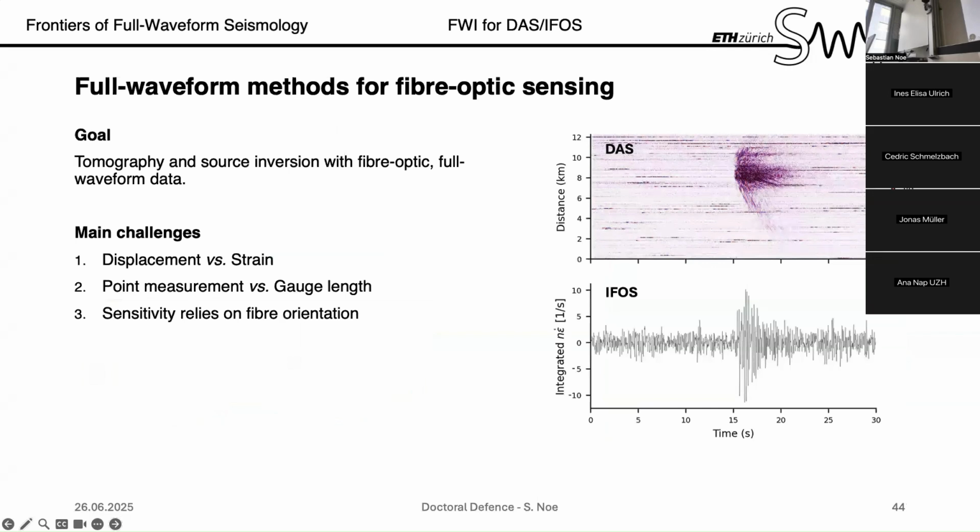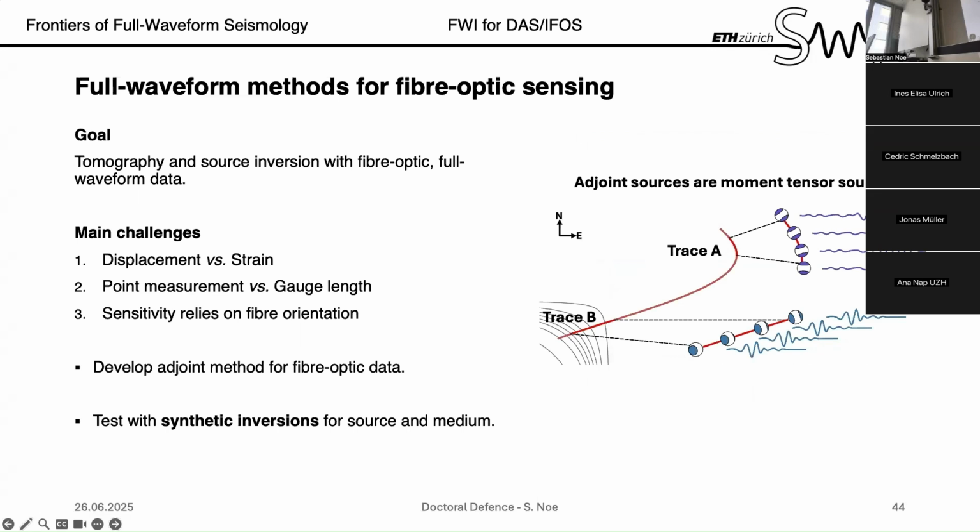And coming from seismometers and then moving to this type of data here, the main challenges are that we don't have displacements, but we have strain, so it's a slightly different physical unit. Then seismometers are usually point measurements, while fiber optic sensing data are averaged over a fiber segment, so you would need to take this into account. And of course, that the sensitivity of the fiber optic measurements heavily relies on the fiber orientation within the 3D medium.